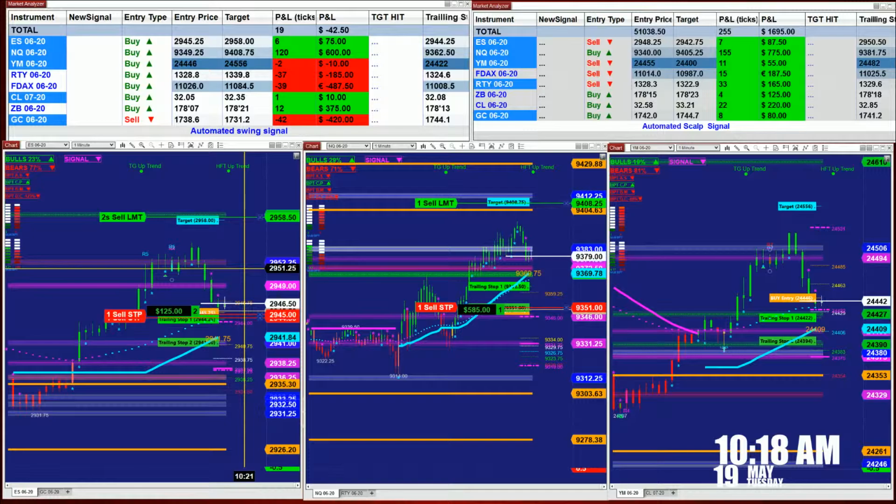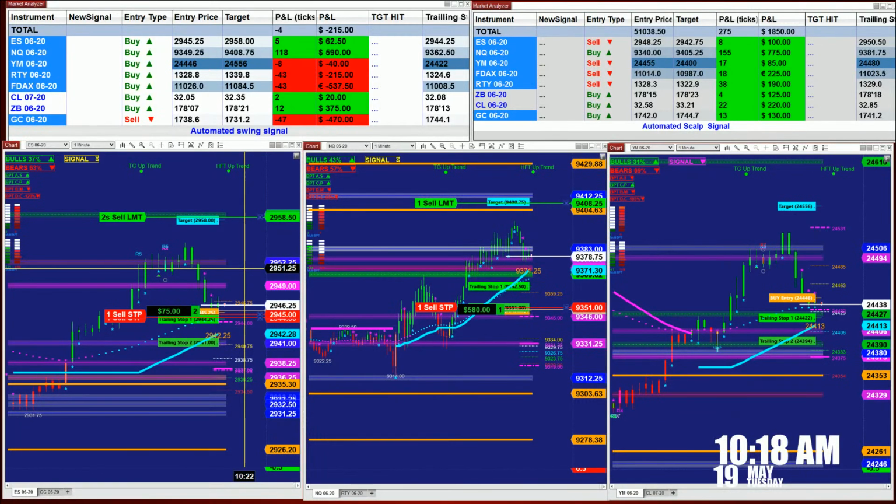And this is the difference between one trader and another trader. He can read the market or he cannot read the market.